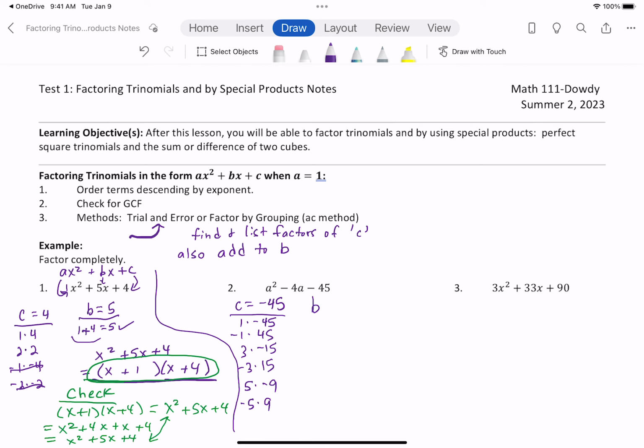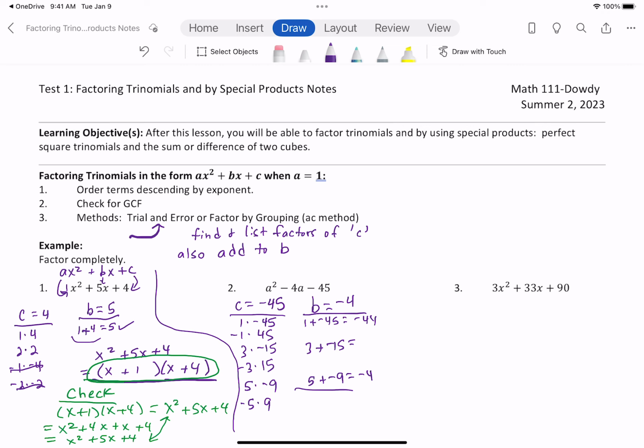So now what we need to do is see which set of those factors we just found will add to negative 4, which is the b. And of course, you can go through and write each one of these out if you want. A lot of them you're going to be able to see from looking at them that they're not going to work, right? The first one, 1 and negative 45, when I add, that's not going to be negative 4. Negative 1 plus 45 is also not going to be negative 4. If I come down to 3 plus negative 15, that's not going to be negative 4. Negative 3 plus 15 is not negative 4. But once I finally get down to 5 plus negative 9, that is the set of factors that will add to negative 4.